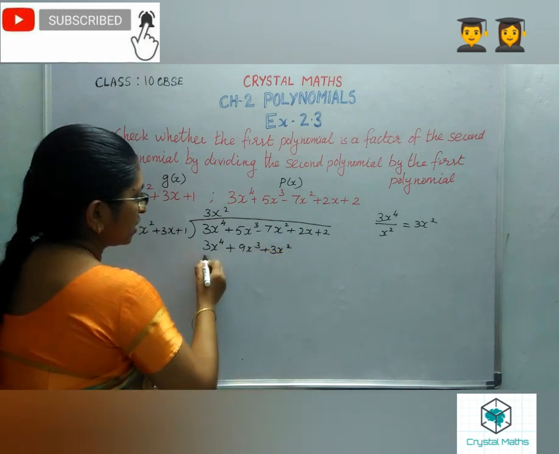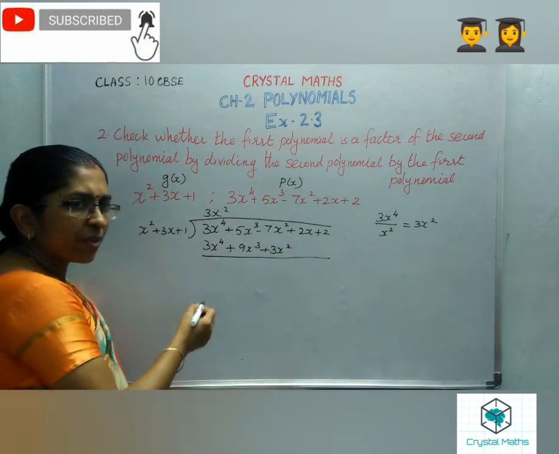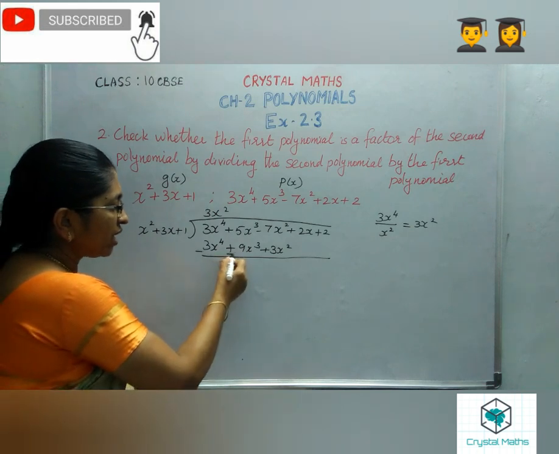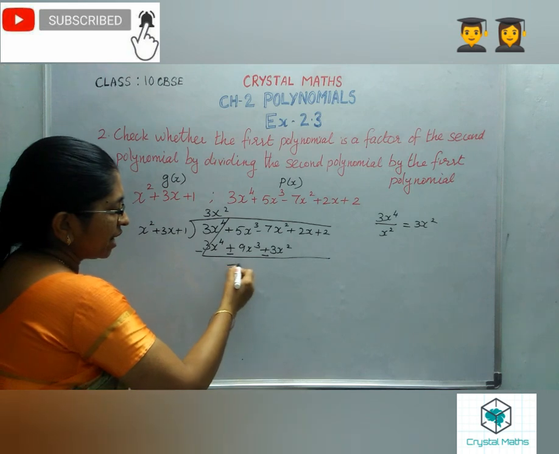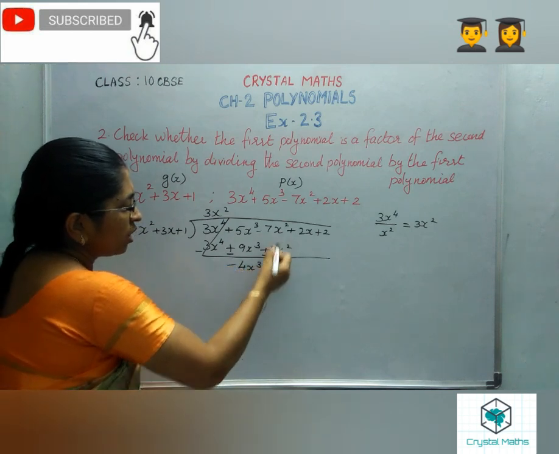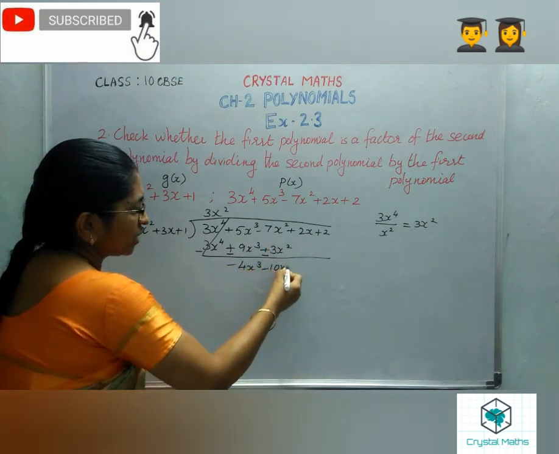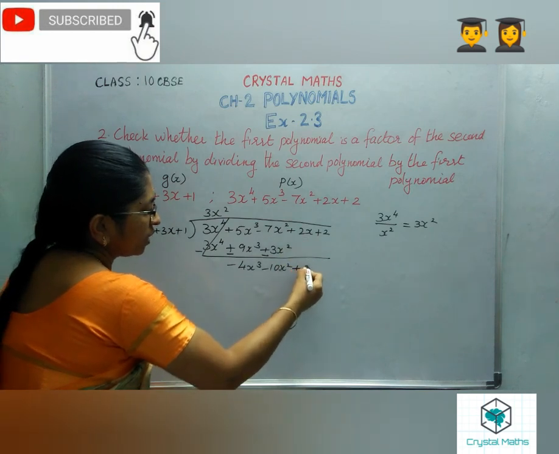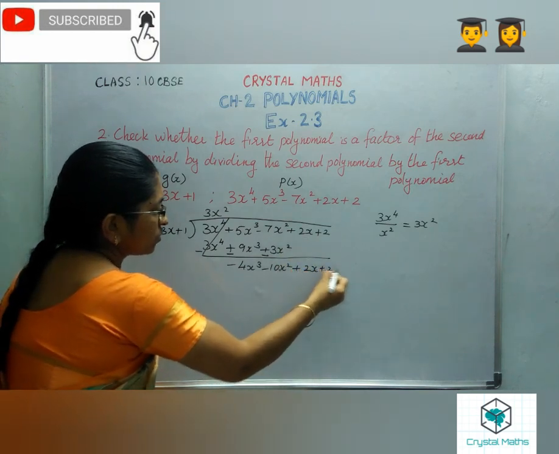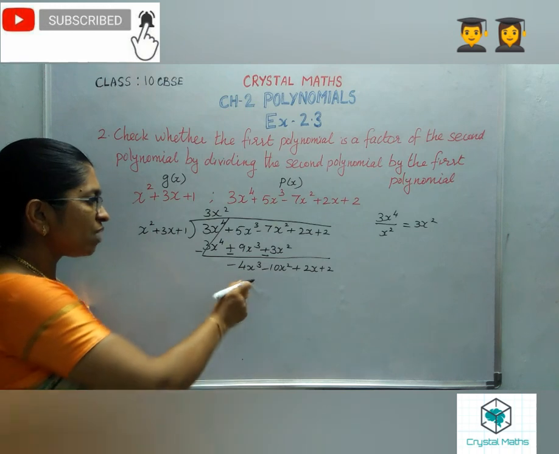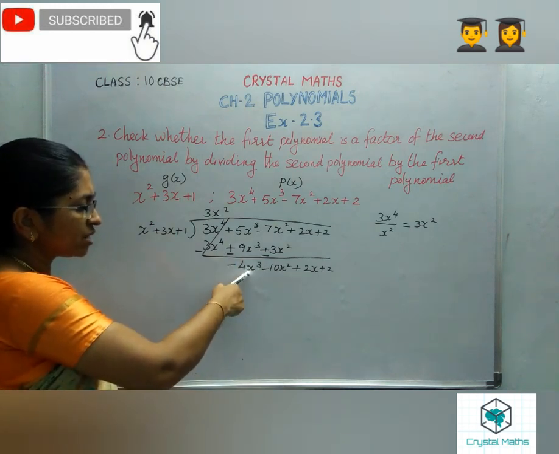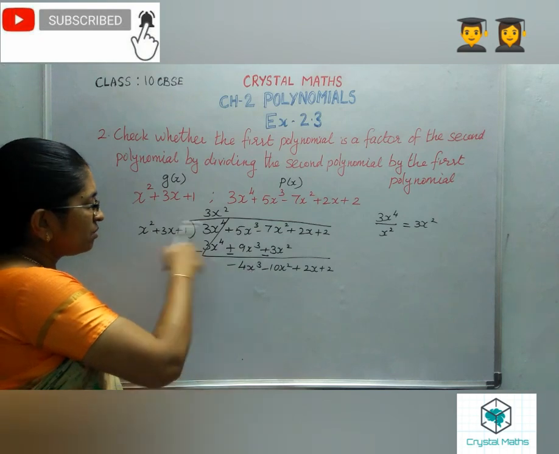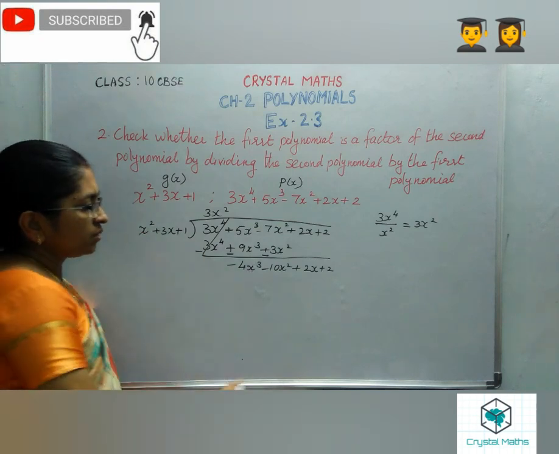Then we need to subtract it. While subtracting, we need to change sign and then add. So it's getting cancelled. Here we have 4x cube minus 10x square. We will drop the next one, that is 2x plus 2. Again we need to do the same procedure. Now this will be considered as p of x. First term by first term of the divisor.